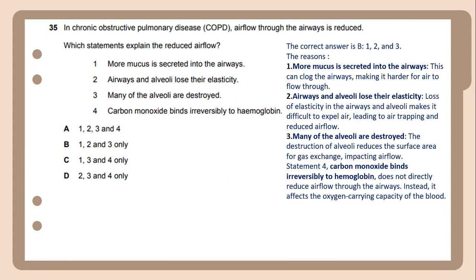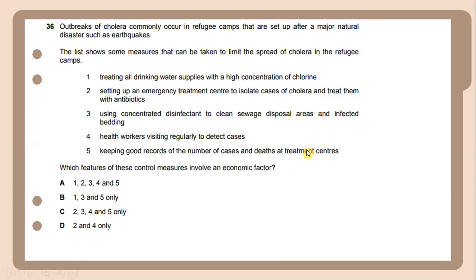And airways and alveoli lose their elasticity. Loss of elasticity in the airways and alveoli makes it difficult to expel air, leading to air trapping and reduced airflow. And many of the alveoli are destroyed. The destruction of alveoli reduces the surface area for gas exchange, which impacts airflow. And statement 4, carbon monoxide binding irreversibly to hemoglobin, does not directly reduce airflow through the airways. Instead, it affects the oxygen carrying capacity of the blood. The answer will be 1, 2, and 3.